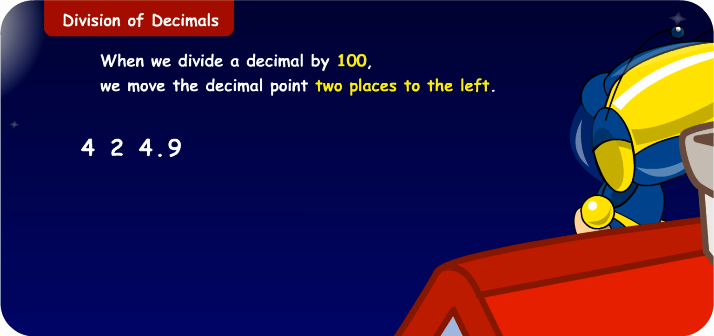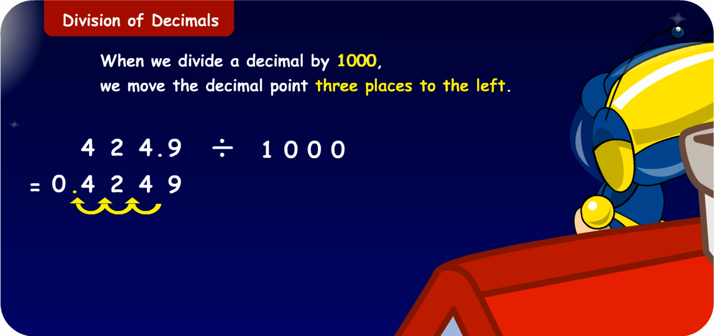For example, 424.9 divided by 100 equals 4.249. When we divide a decimal by 1000, we move the decimal point 3 places to the left. For example, 424.9 divided by 1000 equals 0.4249. There is an empty space in front of the decimal point. Again, we put a 0 in the empty space.